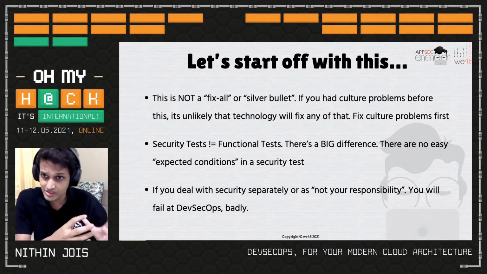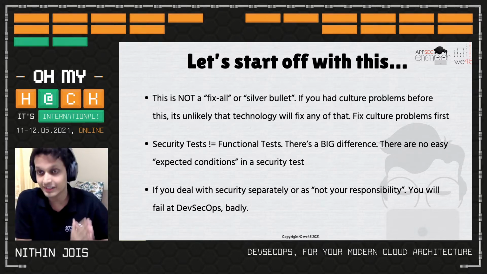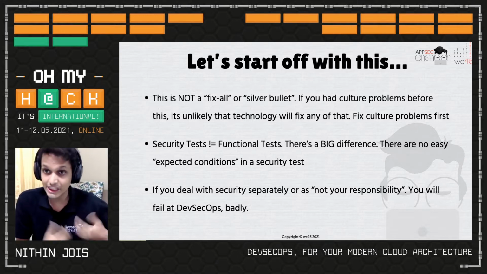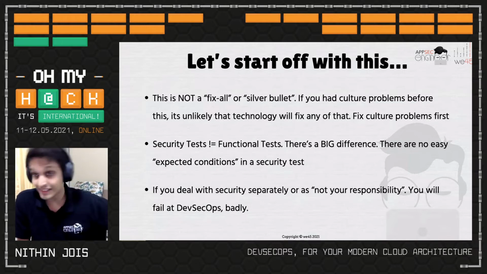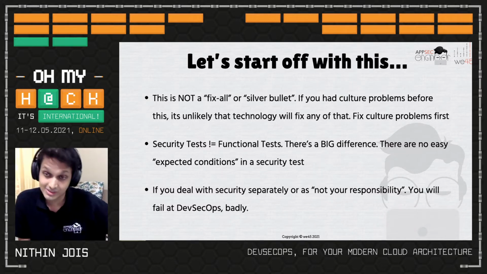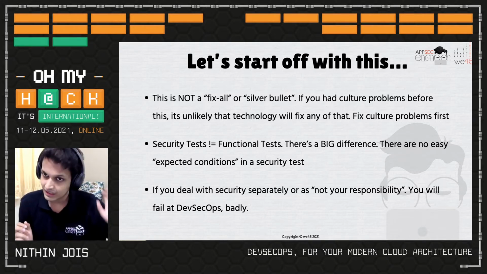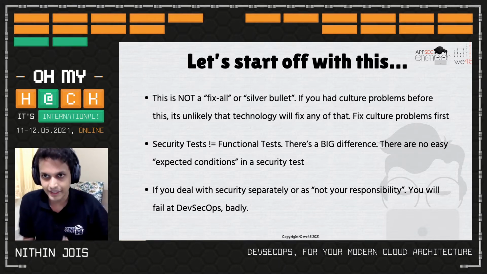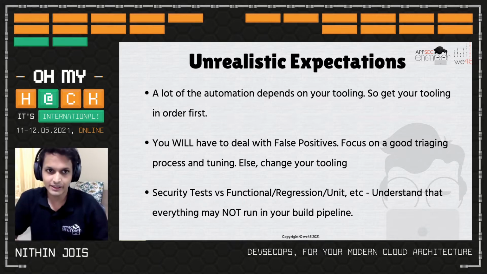So in functional tests, you have clearly set expected conditions. With security tests, however, it is not going to be the same, right? So even though you might have tested for something like IDOR, there might still be chances of a potential privilege escalation through some other attack vector, right? So those are some of the key challenges that you'll have to keep in mind. And if you deal with security separately and as not your responsibility, the organization is going to fail at DevSecOps pretty bad.